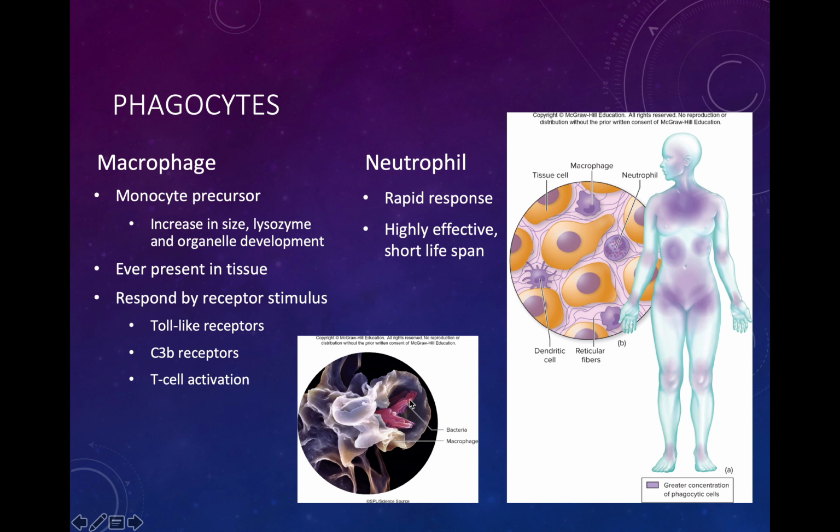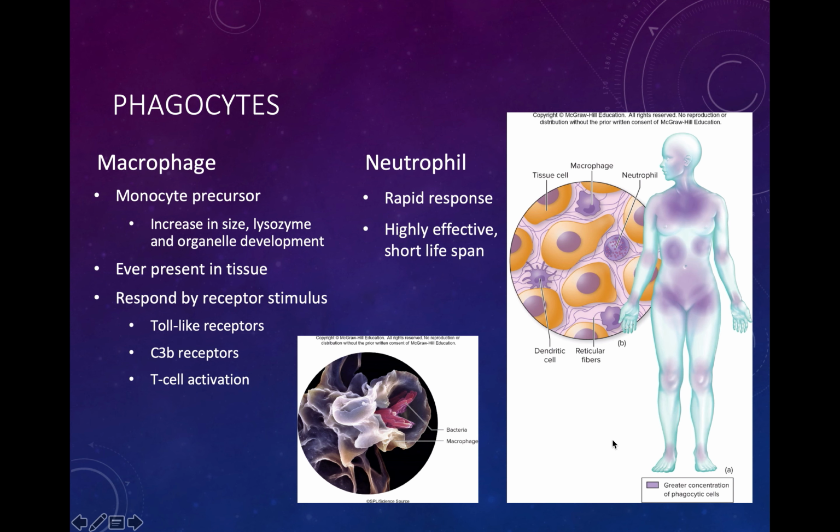This is a super cool picture. This is actually using something called scanning electron microscopy, where you can really get a nice, very high resolution, high magnification image of what's happening. And this is actually a group of bacterial cells in the pink being engulfed by the fluffing membrane of a macrophage right here. This image is from your book.